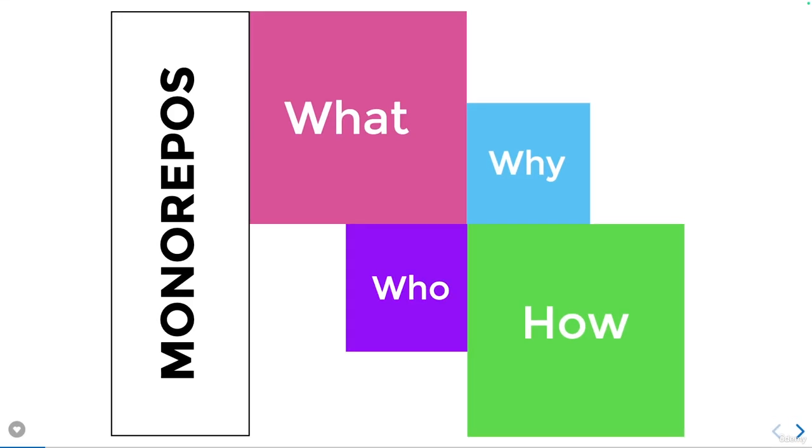Everyone, so let's define monorepo. A monorepo is a single version controlled code repository that contains multiple projects, applications or libraries. So in this section, we are going to talk about what is monorepo, why should we use it, and how should we use it.